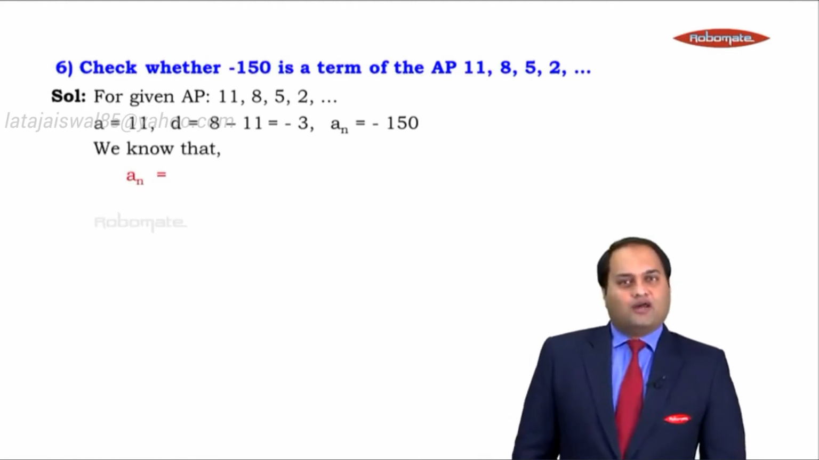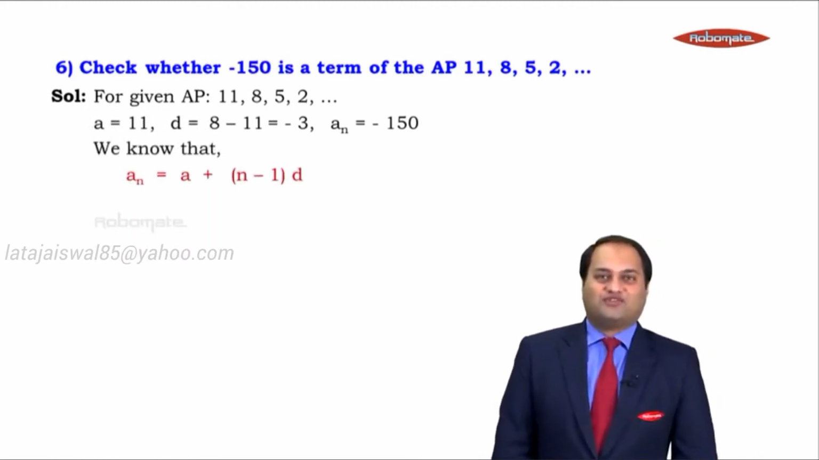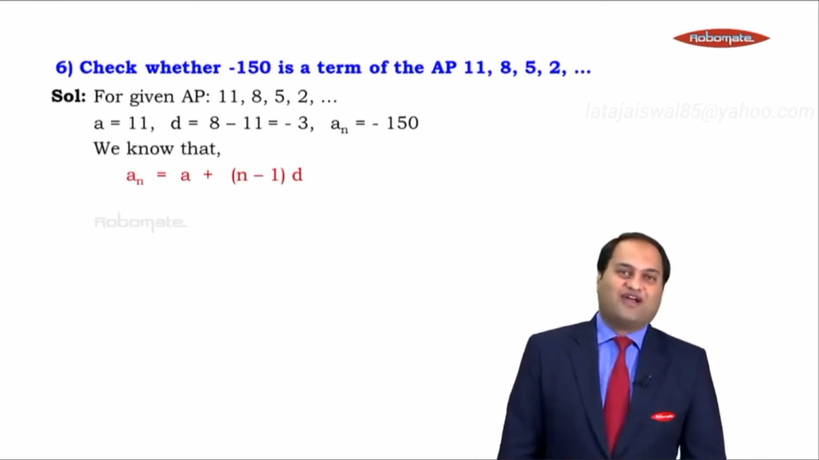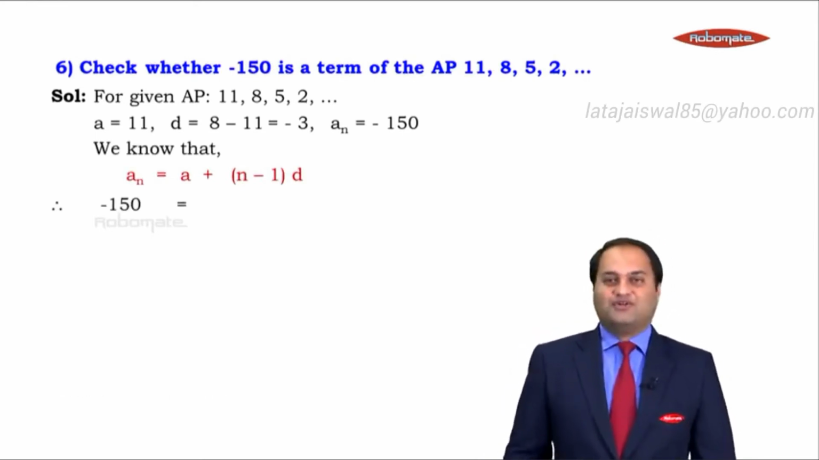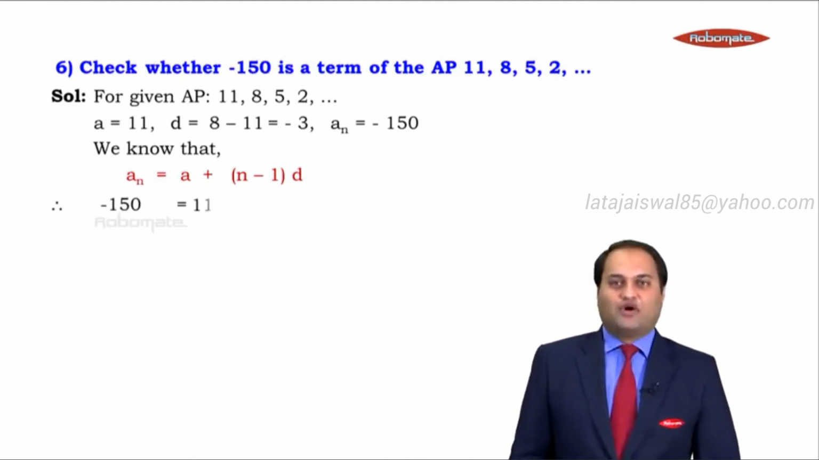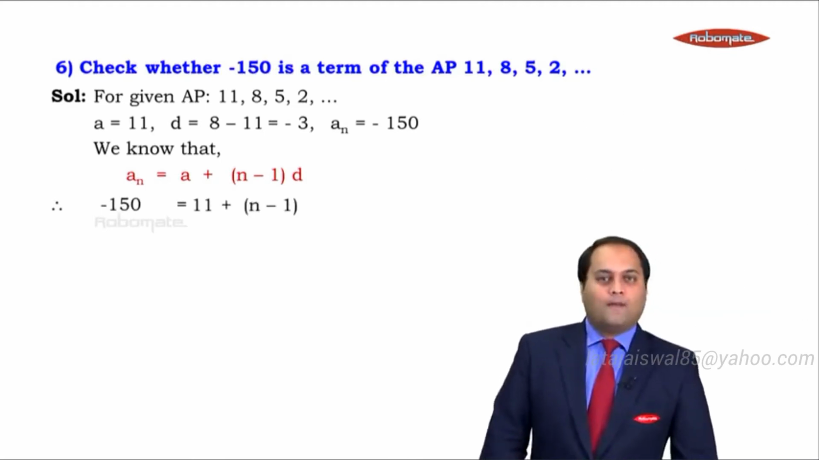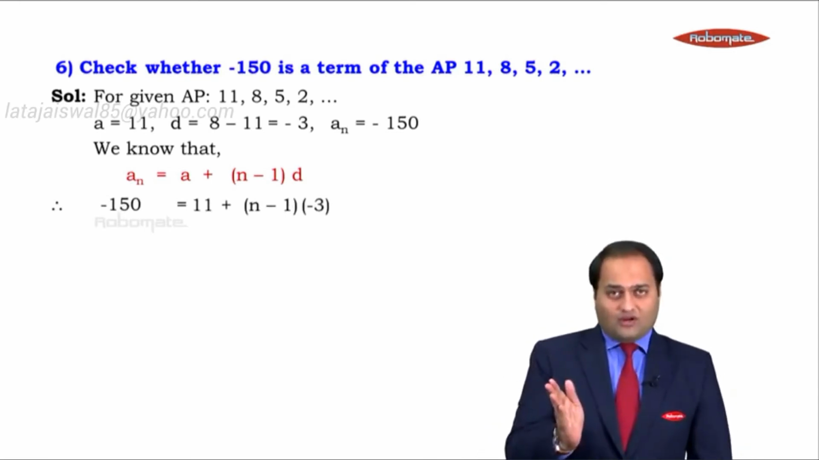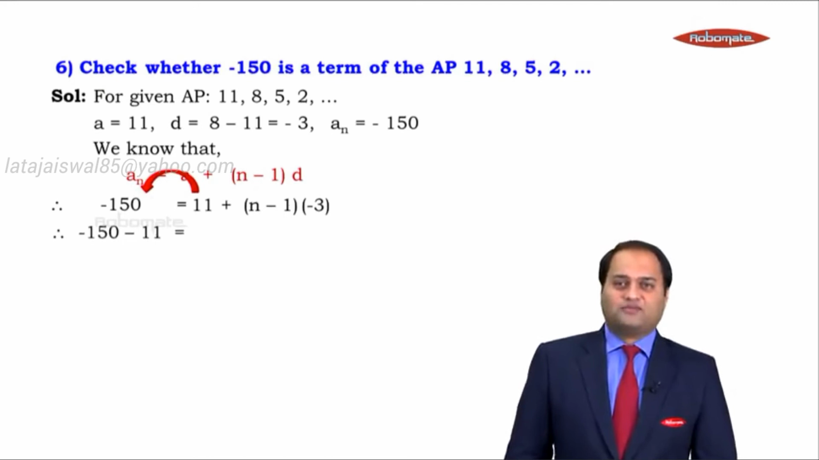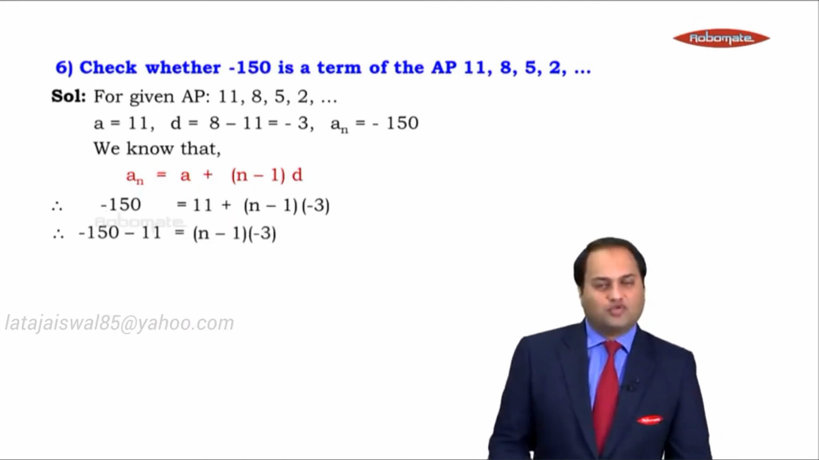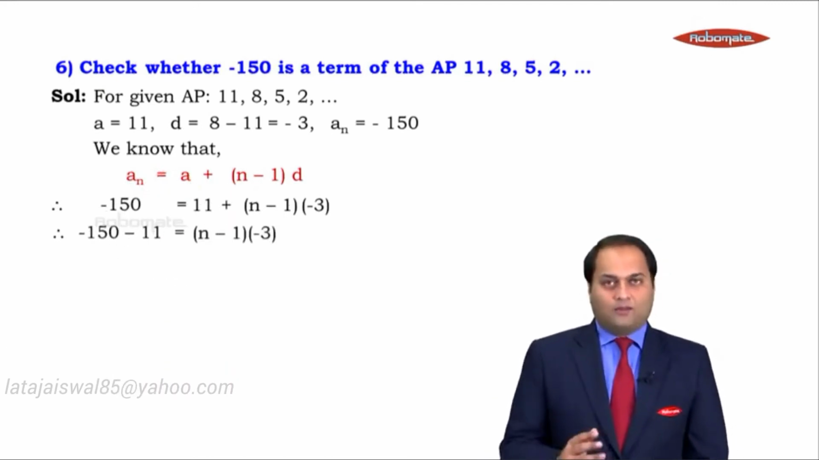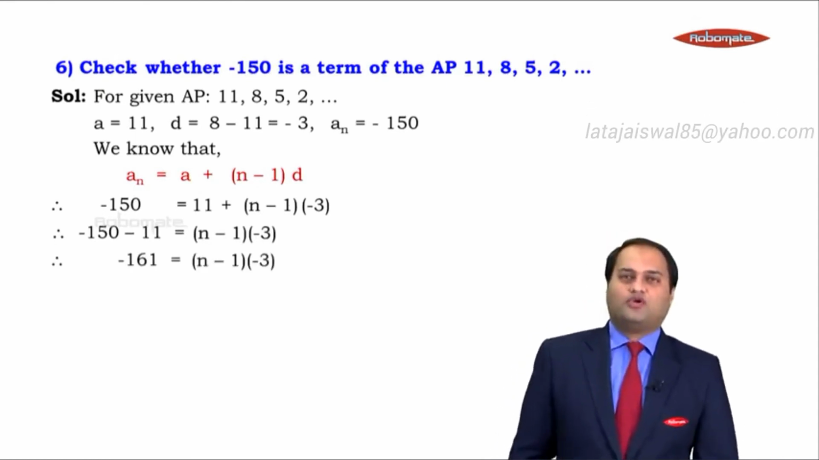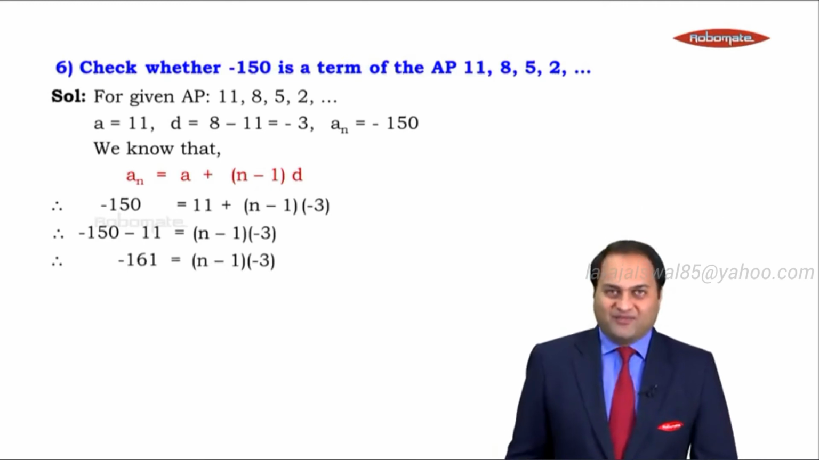We write the formula, An is equal to A plus n minus 1 into D. We know An, we know A, we know D, so we can easily find the value of n, right? Let's substitute the values. We get minus 150 is equal to 11 plus n minus 1 into minus 3. Take 11 to the other side, it becomes minus 11 on the left. Minus 150 minus 11 is minus 161, equal to n minus 1 into minus 3.